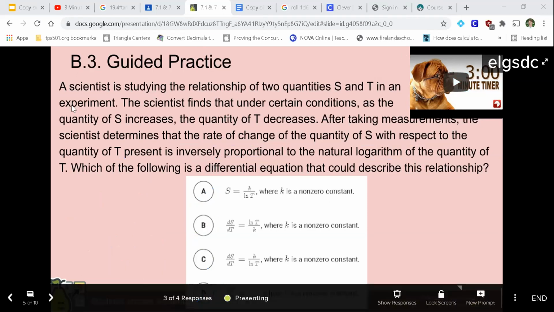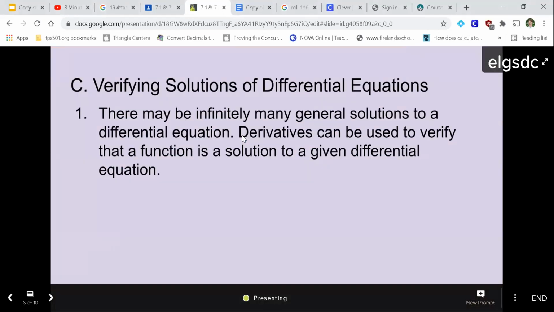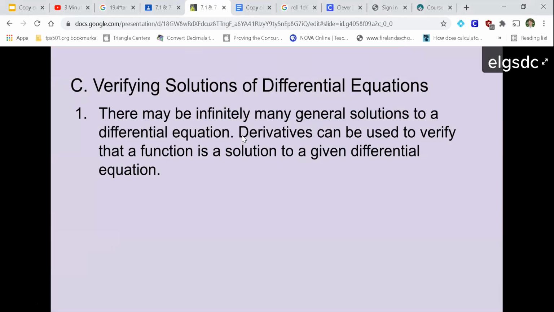Okay, so that's half of the homework. The other half of the homework is verifying a solution. Differential equations involve a function and its derivatives. The differential equation could actually represent a whole bunch of different functions. There are a lot of functions that can match the form of a differential equation because a lot of functions have very similar relationships to their own derivative.